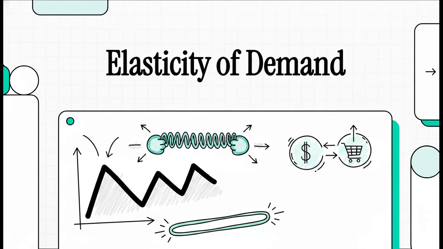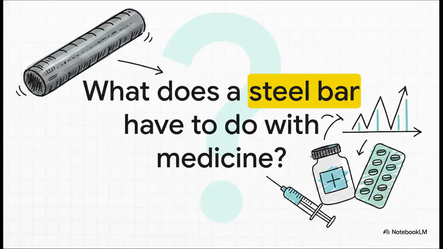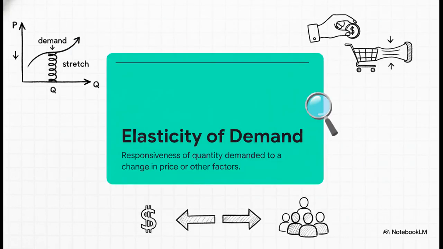Welcome to this explainer. Let's dive into the stretch test, where we measure how much demand bends or breaks. So you're probably wondering, what on earth does a solid steel bar have to do with medicine prices? Well, economist Alfred Marshall called this elasticity of demand. It measures exactly how much demand stretches when prices fluctuate.